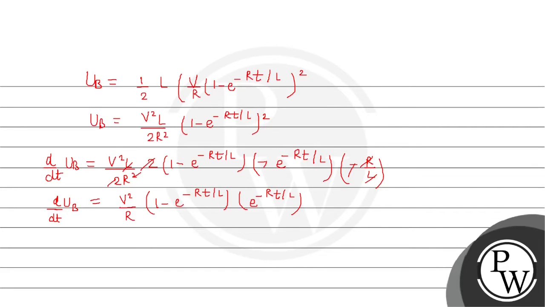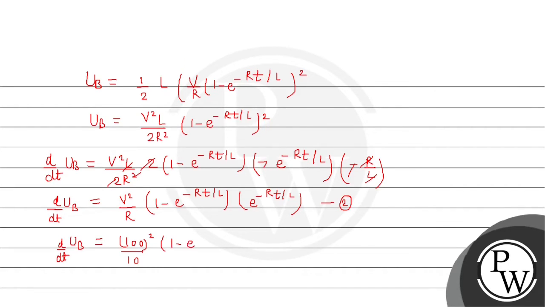So this is our equation 2. Now we know the value of V, we know the value of R, and we know the value of t, time. So on substituting all these values in this equation 2, we will get d over dt of UB. V की वैल्यू है 100, so this is 100 square. R की वैल्यू है 10 ohm, so this is 10.